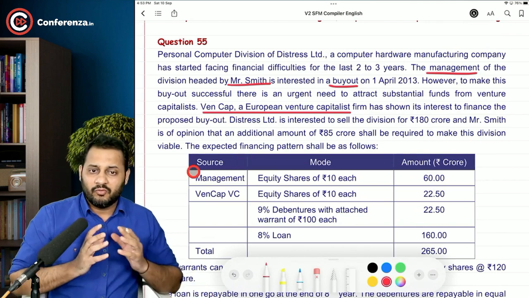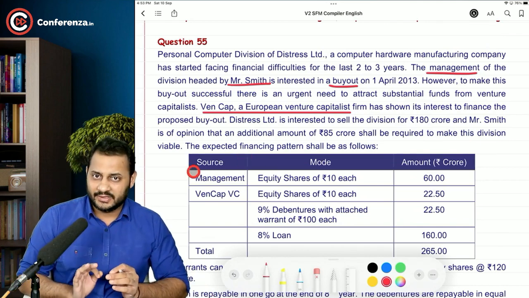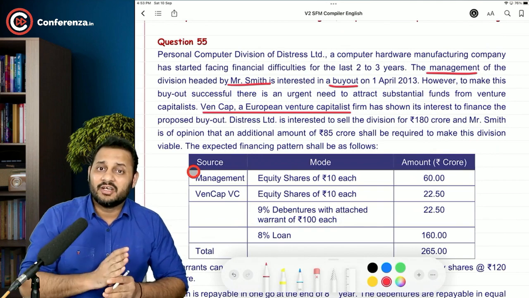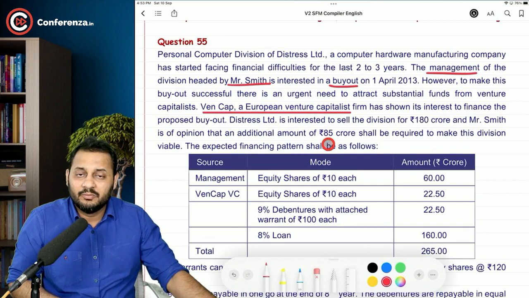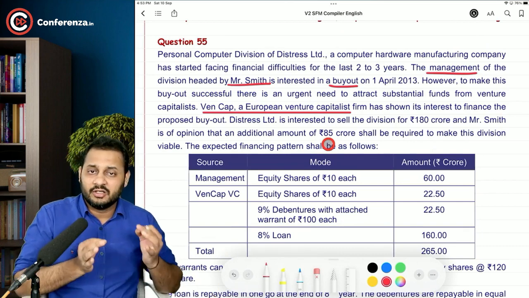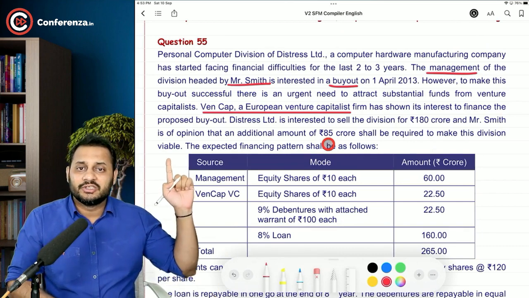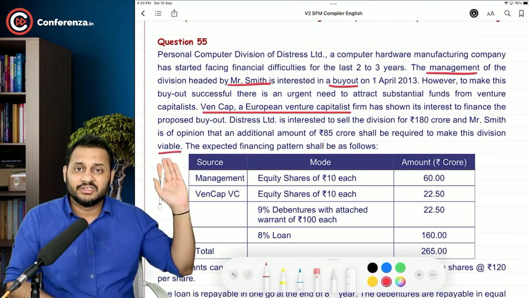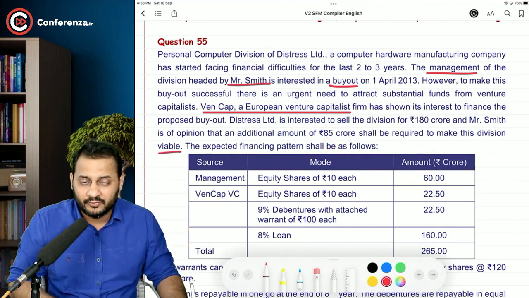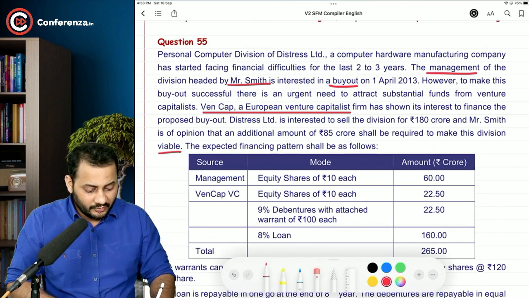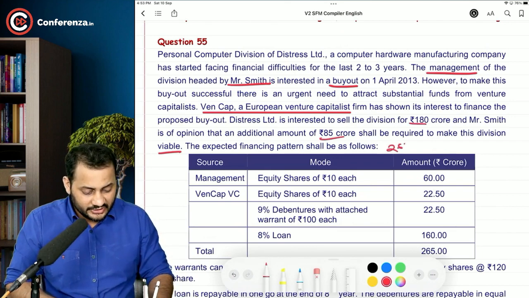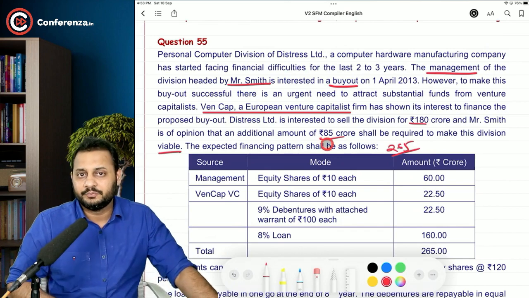See, 180 crore will be the selling price. That's totally okay. But after buying the company, an additional 85 crore rupees will be required to restructure the company so that this division becomes viable and can sell the products in the market. It becomes profitable. So in total, the funds required are 180 plus 85, that is 265 crore.